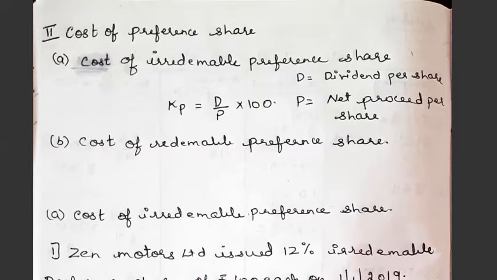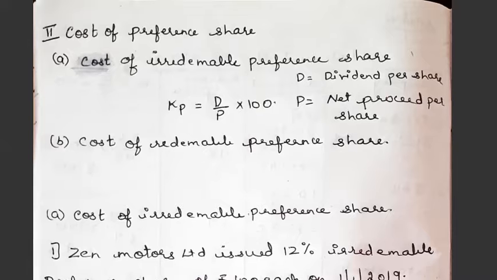Redeemable means the fixed period of redemption will be mentioned, that is 5 years, 4 years, 3 years, etc. So if the year of redemption is mentioned in the problem, it is redeemable. If the year of redemption is not mentioned, then it is irredeemable. So we have two types, irredeemable and redeemable. Irredeemable, the year will not be mentioned. Redeemable, the year will be mentioned.